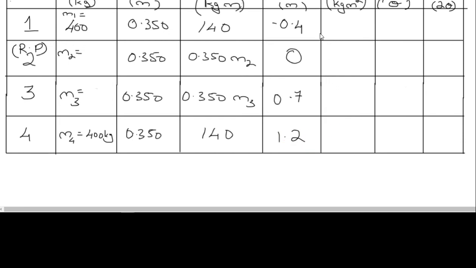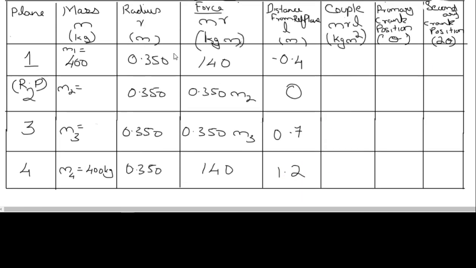And the couple we can get by multiplying mr into L. So that will be negative 56, 140 into 0.4. And since 2 is the reference plane, there will not be any couple acting. This one will be 0.350 times 0.7 times m3. That will be 0.245 m3. And last one will be 168, 1.2 times 140 will be 168.